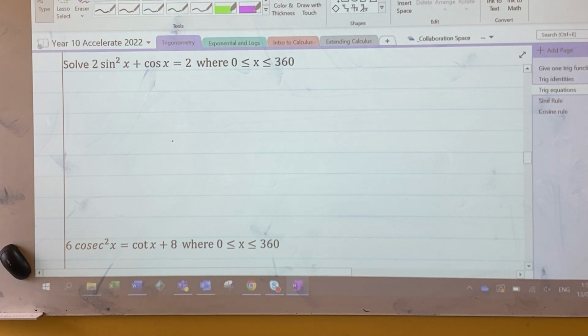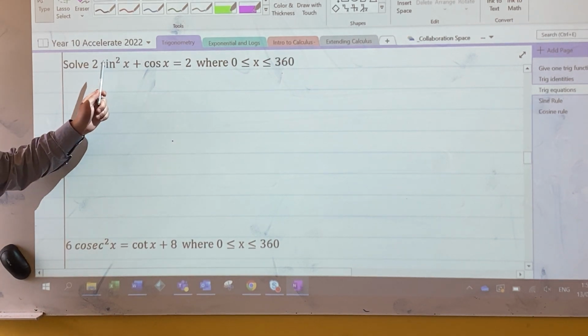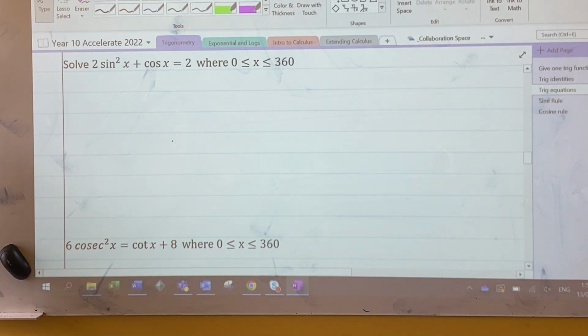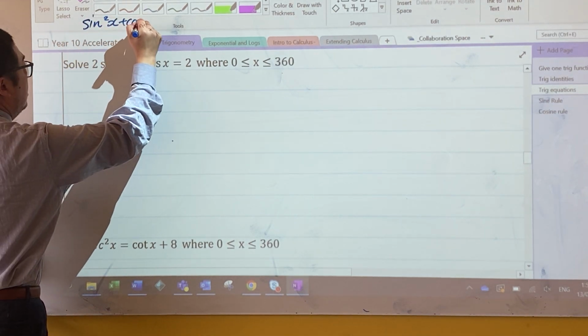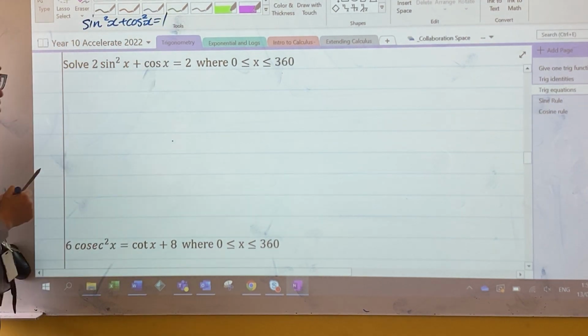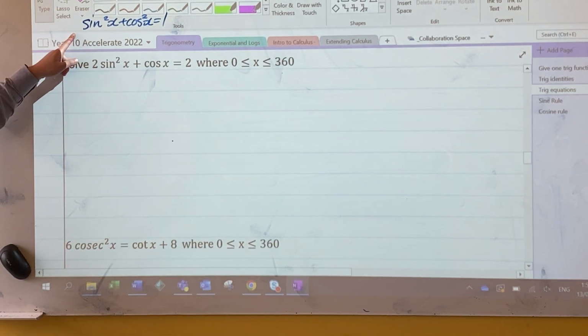Well, no, not really. I think about sine square x. Whenever I see sine square x, I'm thinking about the most fundamental and really important identity we did last lesson. This one should be sticking on the whole chapter. You're going to use that in heaps of questions.